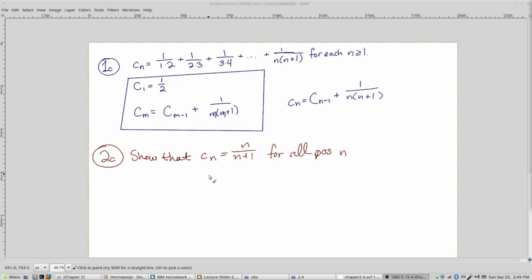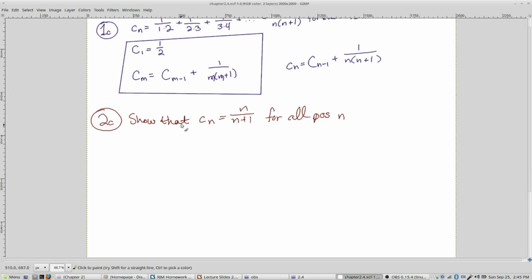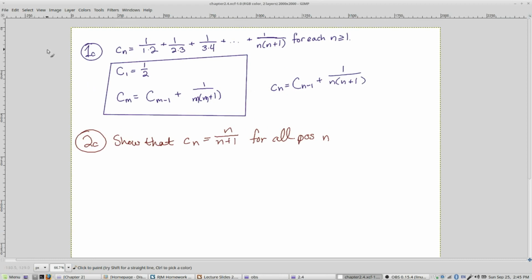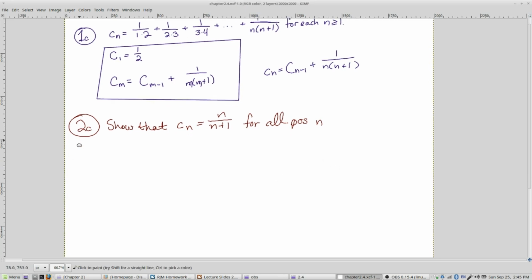Okay, and let's look at the C part as well. So we already solved 1C, and we got a recursive formula. So 2C says to show that C sub n is equal to this formula for all positive values of n. So again, where do we start? We start with the very first term. We know that C sub 1 should be 1/2. So here we'll plug in C sub 1. That will be 1 over 1 plus 1, which is 1/2, so that part checks out.